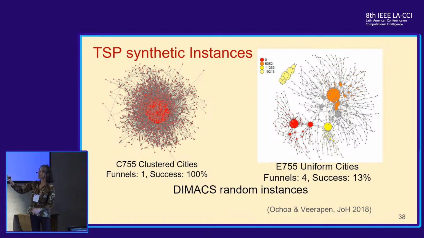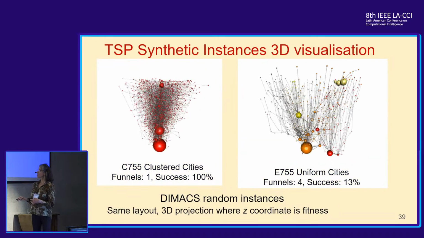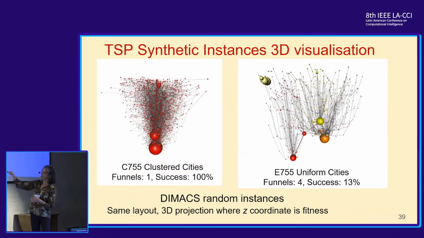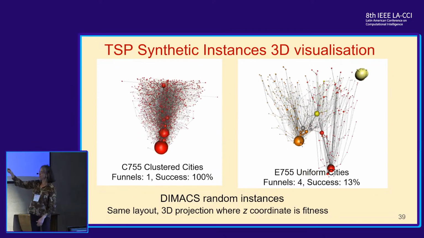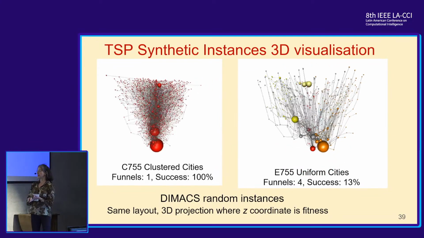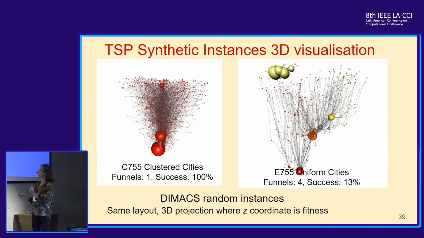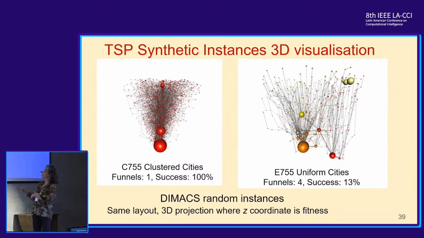The clustered instance has a single funnel, and the success rate of iterated local search is 100%, whereas the uniform instances are harder to solve, and the explanation is that there are several suboptimal funnels. This is based on sampling, with I think it was 1,000 runs. We run this ILS, we record the local optima, and we construct the local optima network. If we visualize it in 3D, I put the fitness as the third coordinate. So this is a single funnel, explaining why the traveling salesman problem is easier to solve for clustered cities, and for uniform cities you have these suboptimal funnels.